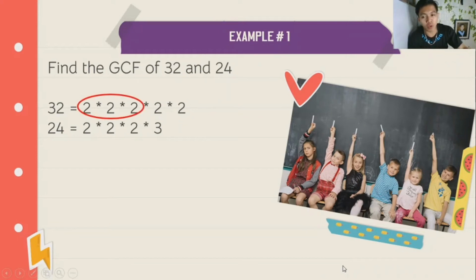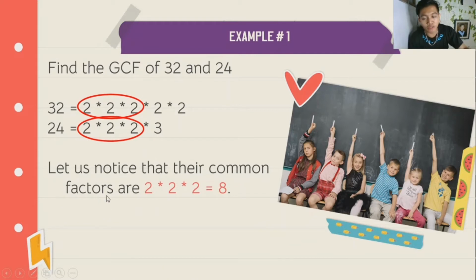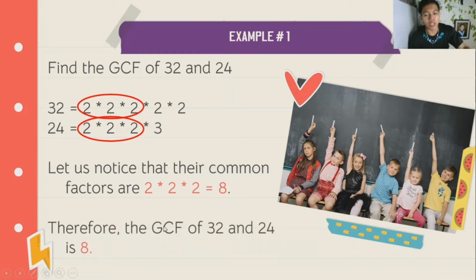Parehas silang may 2 times 2 times 2. Tama? Notice that their common factors are 2 times 2 times 2. Eh, ilan yun? 2 times 2, 4. Times 2, 8. Therefore, the GCF of 32 and 24 is 8. Ganun lang siya kasimple. Okay?